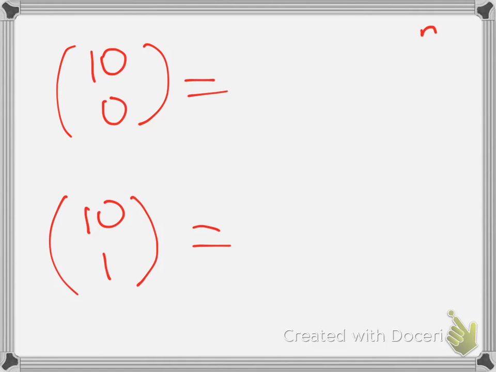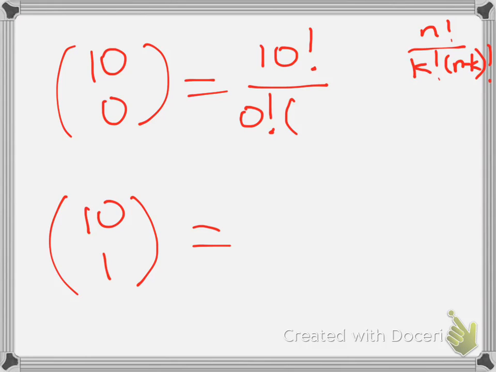Remember, our formula is n factorial over k factorial times n minus k factorial. So we are going to do 10 factorial over 0 factorial times 10 minus 0 factorial. Now, a nice little fact that you need to know is that 0 factorial, you might want to think that it's equal to 0, but if it was, then all sorts of hell would break loose here. So we sort of force 0 factorial to be equal to 1 so that our calculations can work out.